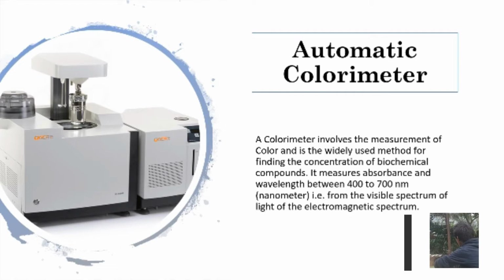So scientists would use these methods, colorimetry or spectrophotometry, para ma-determine ang absorbance rate, ang concentration sa certain biochemical compounds. Colorimeters are important because they provide reliable and highly accurate results.